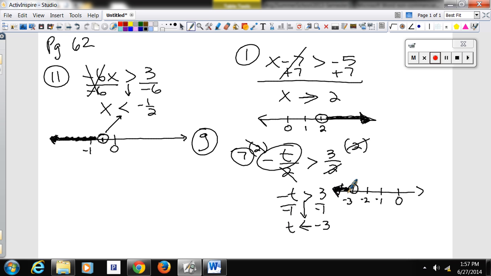Fill in this arrow here to show that it goes on forever. So anything less than negative 3 would be the answer to 7. Any number over here would be an answer for that problem. So that's how you do the 1 through 16.